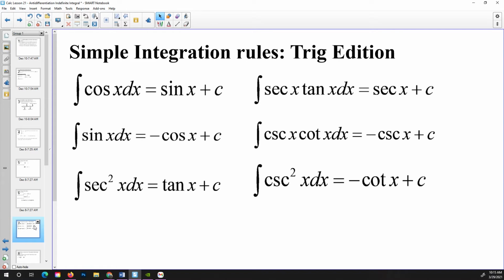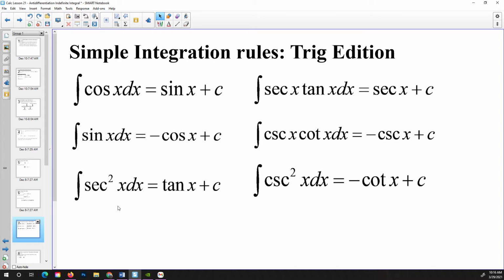Some simple integration rules for trig. I would take a moment to make sure that you get these down. These are things that you are definitely going to have to memorize for use later. The integral of cosine x dx is sine x plus c. The integral of sine x dx is negative cosine x plus c.